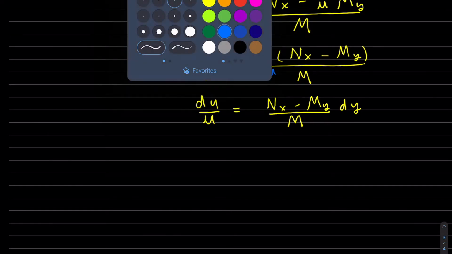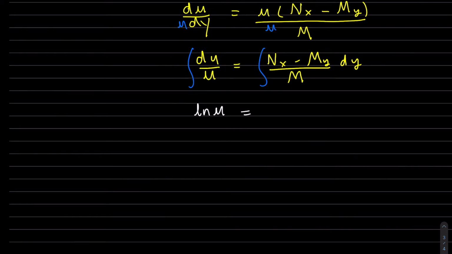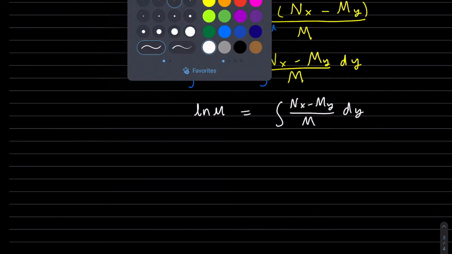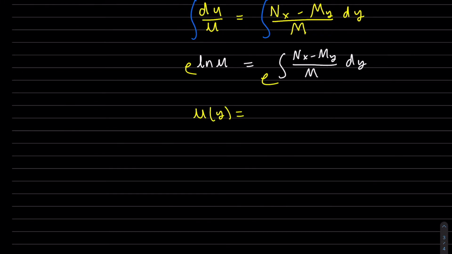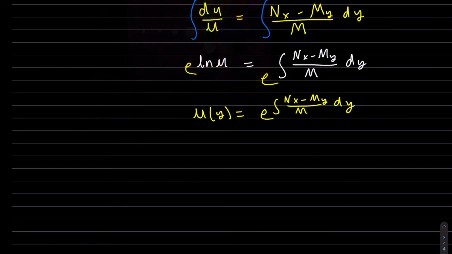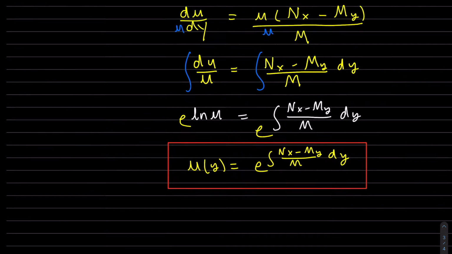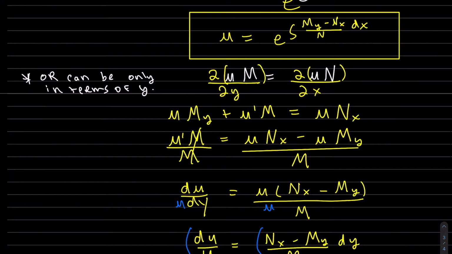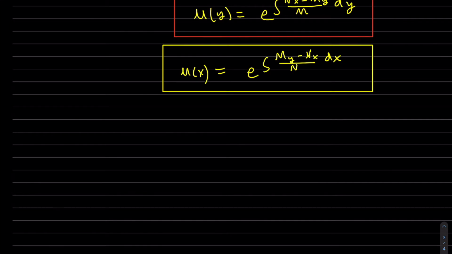Now we can integrate both sides. And to isolate mu, we have to take e of both sides. And there's our formula, mu in terms of y. This is our formula in terms of x. So now let's do an example.